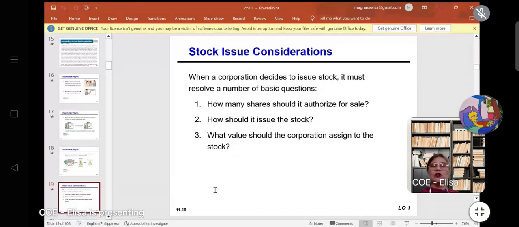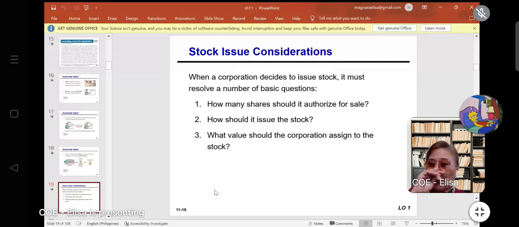Issuance of stock: issue considerations. This is one of the things we need to authorize. Number one basis of the authorized capital stock is the requirement by the SEC, depending on your kind of business. Of course, for a bank, 1 million is not enough, as a higher capitalization is required. So the kind of business will dictate how much capitalization is needed.